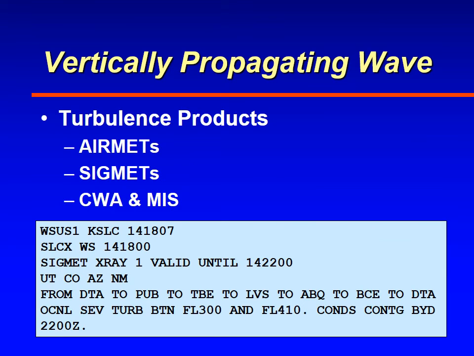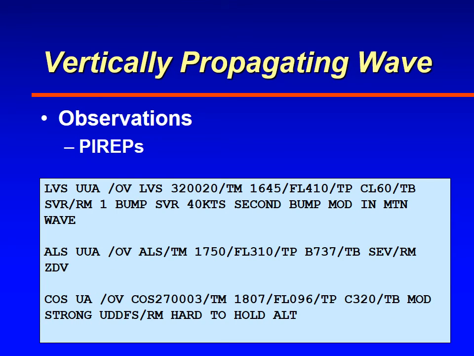Other ways that you can look for vertically propagating waves: if you see high altitude turbulence or high altitude wave activity. So in other words, you can look at AIRMETs, SIGMETs, Center Weather Advisories, and Meteorological Impact Statements. In this example, the SIGMET is telling you that there's turbulence up high. High altitude turbulence is one indication of vertically propagating waves. Also, pilot reports: if aircraft are reporting strong updrafts and downdrafts high in the atmosphere, as you see in these examples, reporting severe turbulence up at 31,000 or 41,000 feet, then you know that you've got a vertically propagating wave.